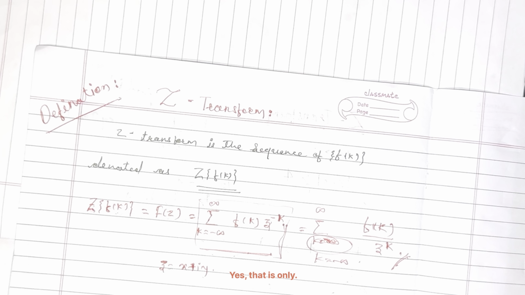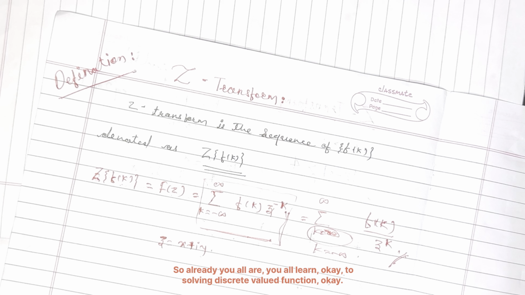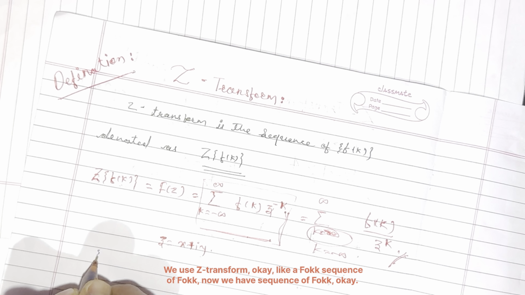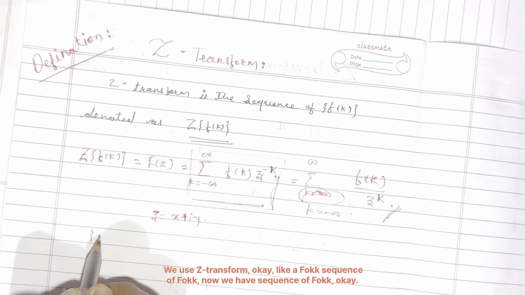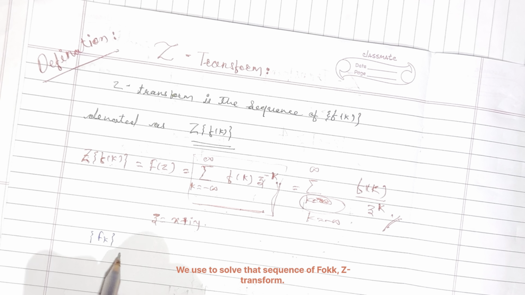So we go for solving some of the standard sequences using this Z transform. You have already learned how to solve discrete valued functions using the Z transform, like the sequence of f of k. We use the Z transform to solve that sequence of f of k.